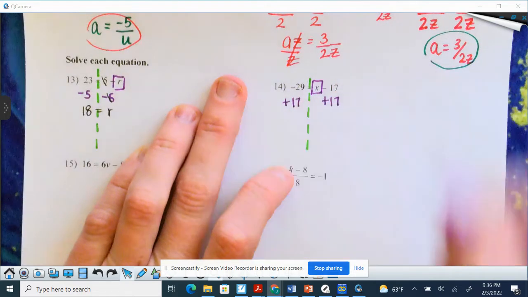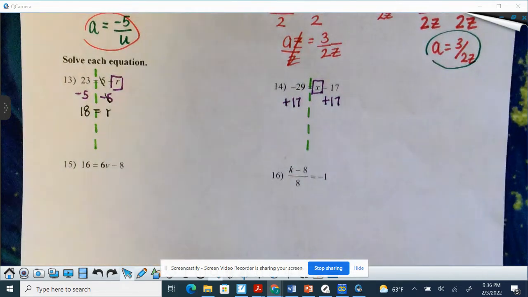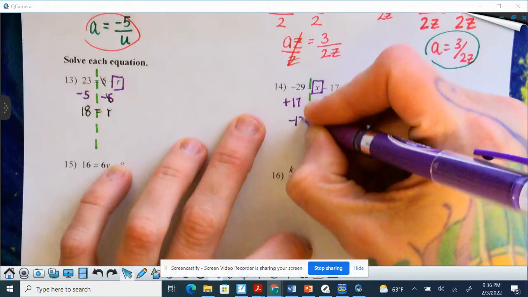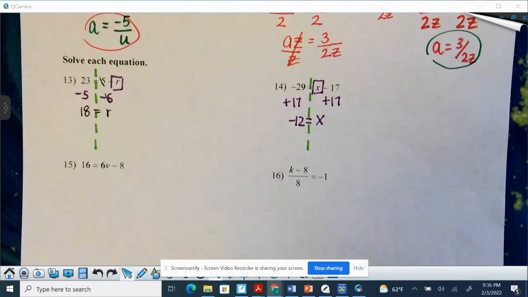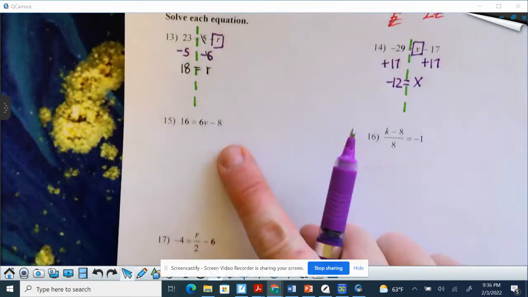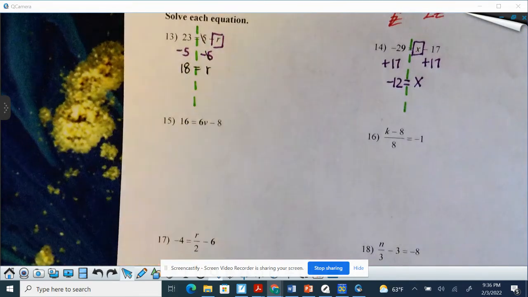So negative 29 plus 17 is going to give me a negative 12 equals, and x is by itself. You're done. Negative 12. Great job, right? All right, another super simple one. Pause it. Try it. I bet you can get it right.